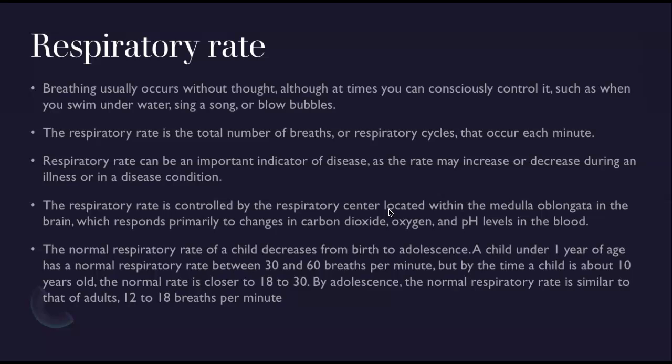Just interesting facts here. The normal respiratory rate of a human actually decreases as you age. So a child under 1 year has a normal respiratory rate of about 30 to 60 breaths a minute, almost 1 breath a second at the maximum there. That's pretty crazy. But by the time you're about 10 years old, that's closer to 18 to 30, and by puberty or adolescence, the normal respiratory rate is like that of adults, which is 12 to 18 breaths per minute. I never thought about how many times I breathe during a minute on a normal time.